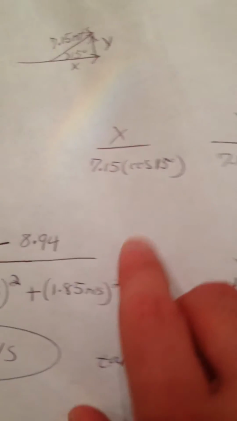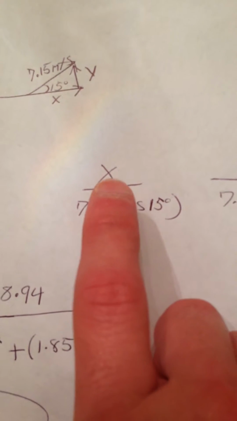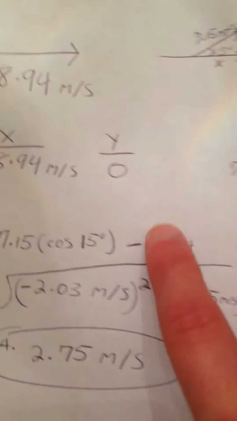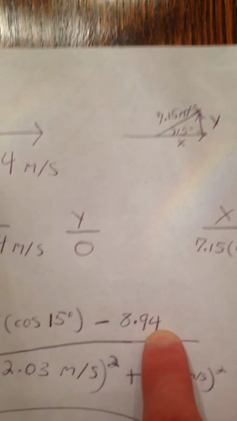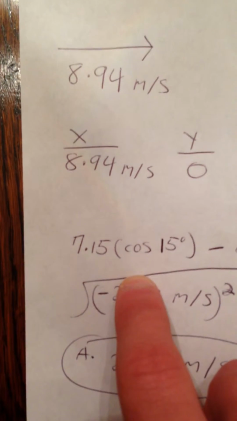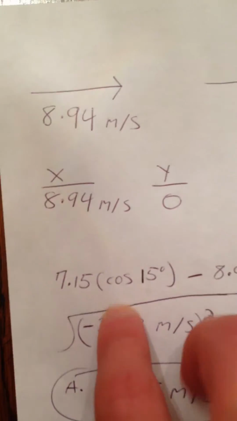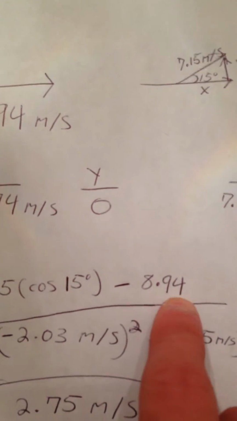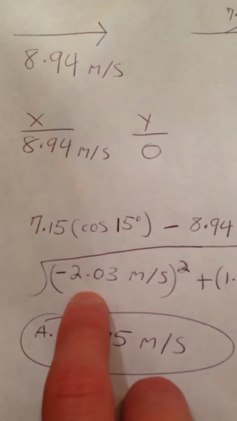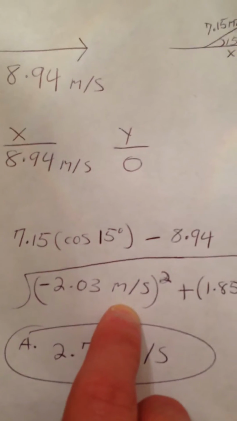Well, the x velocity, we would have to get this, okay, and then subtract it from 8.94 because the equation is the final velocity minus the initial velocity. This is initial, that's final. Subtract it, and I get negative 2.03 meters per second.